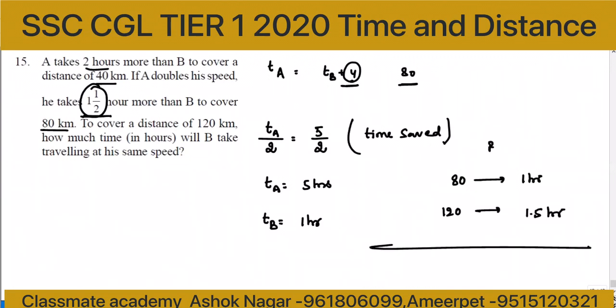This is B. B covers 80 kilometers in 1 hour. Obviously 120 kilometers in how many hours? 1.5. Copy that. .5 is 1.5.